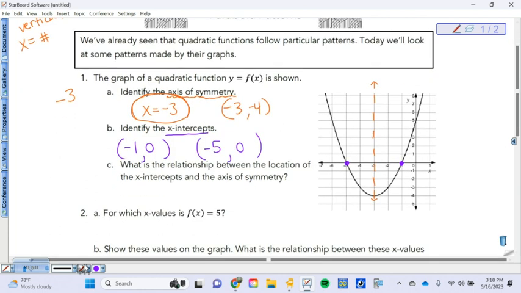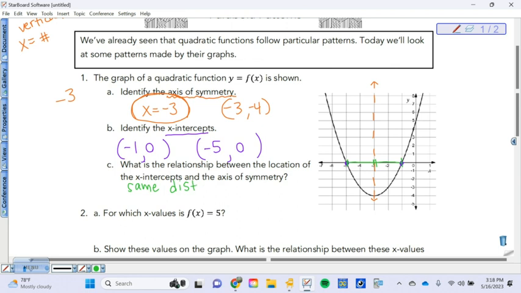Okay, and then what do you notice about the... No, you could write -5, 0, -1, 0. That doesn't matter. But you can't write 0, -1, 0, -5. That's no. Okay. What do you notice about the location of those x-intercepts compared to the axis of symmetry? Yeah, they're the same distance away.